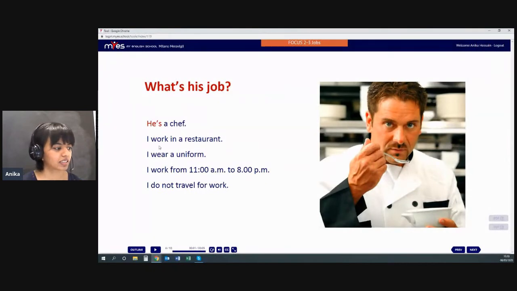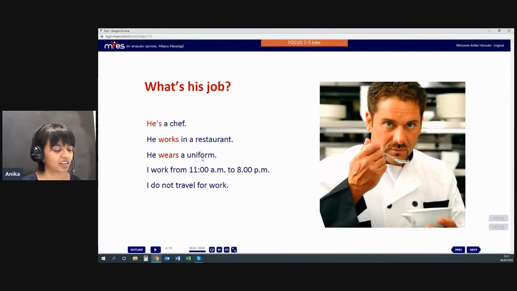Let's talk about the second sentence. I work in a restaurant. So what would be the sentence in third person singular? He works in a restaurant, right? Again, the verb changes when you use the third person singular. I wear a uniform becomes he wears a uniform. So let's talk about yourself. Do you work in an office? Do you work in a restaurant? Or do you work in a school like myself? Feel free to share in the comments.